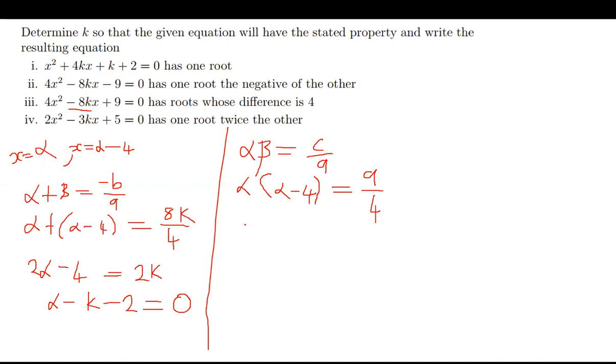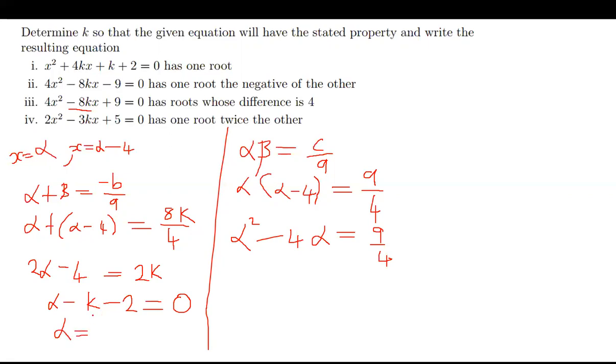So we simplify this side. Alpha times alpha, you get alpha squared. Alpha times 4 there, you get negative 4 alpha. This is equal to 9 over 4. So you can simplify this again further. Or if you don't want to simplify this, before you even do the simplification, I think we make alpha the subject here so that we find the value of k there.